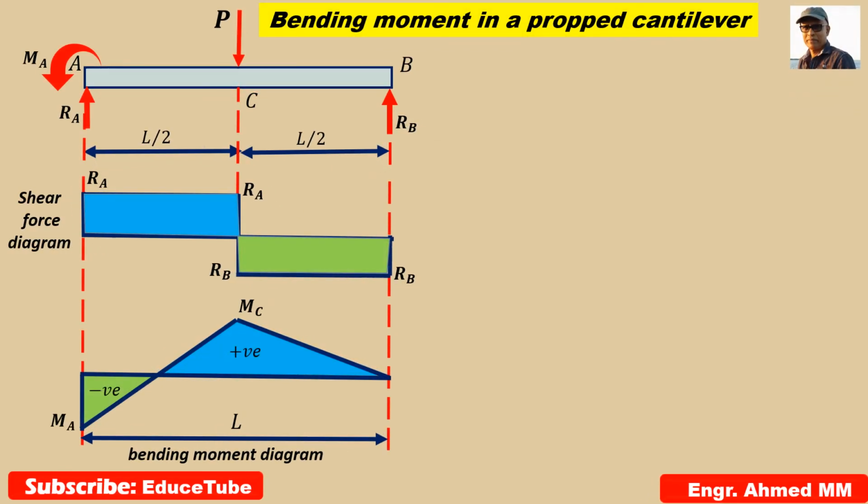Here our target is to find the moments. This is the free body diagram, and this is the shear force diagram. This is the bending moment diagram. Already we got RA and RB in the previous slide. So the diagram will be like this. Here there is a jump due to this load.